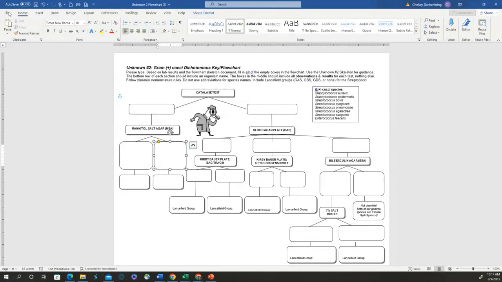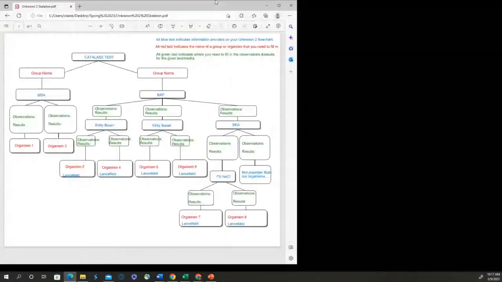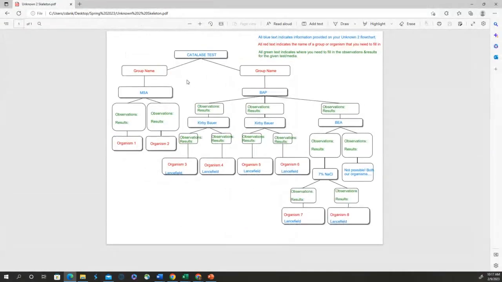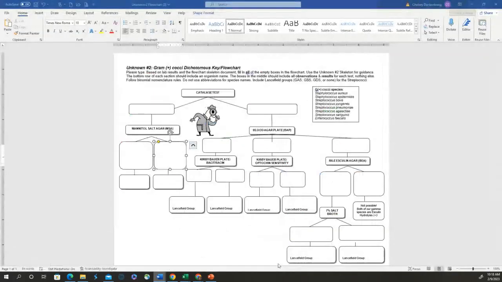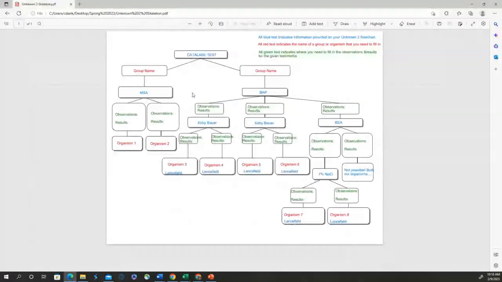Well, I created what I'm calling the Unknown 2 skeleton file. And this tells you exactly what you need to put in each group. So all the text here in blue is what's already provided to you on your unknown document, okay? So notice catalase test up here first, mannitol salt agar, blood agar plates. If you go back to the document I just had up, see, all of that's already there, okay? So in blue is what you've already got.